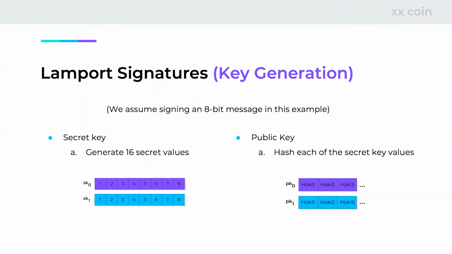that allows people to sign messages. In this example, I'm going to show how key generation, signing, and validation work for an 8-bit message. So we want to sign 8 bits. So first we want to generate 16 secret values. So 2 times the number of bits we want to sign. This is the secret key. Then the public key is the hash of each of these secret key values. So you basically perform 16 hashes.